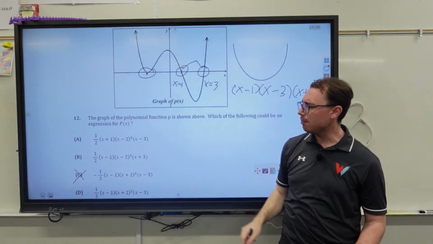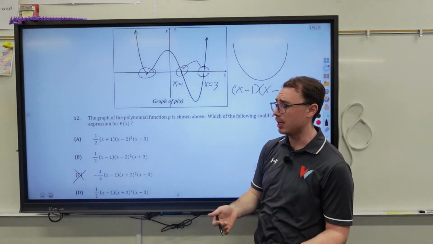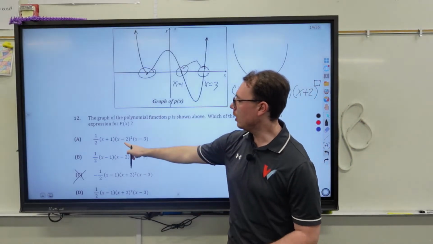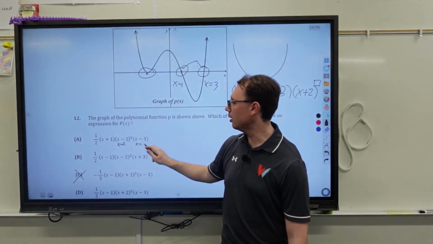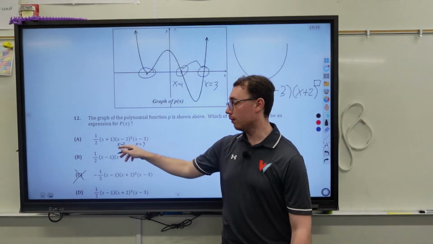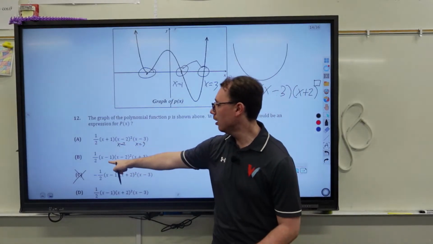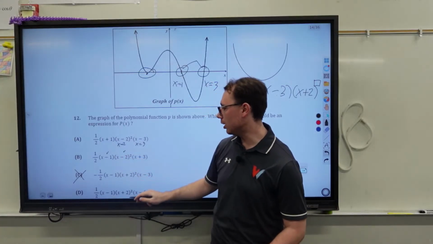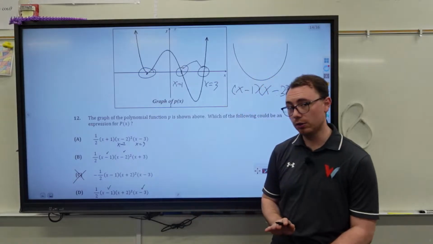Let's double check a, b, and d to see which of these give us 2 and only 2 positive roots. For a here, we have 1 positive root here of x equals 2, 1 positive root here of x equals 3, so at least we have 2 positive roots. Same thing for b here, positive root here, positive root here. Same thing for d here, positive root here, positive root here.